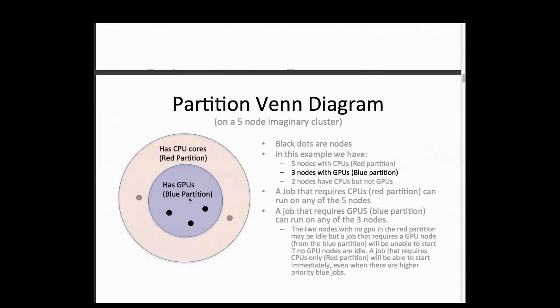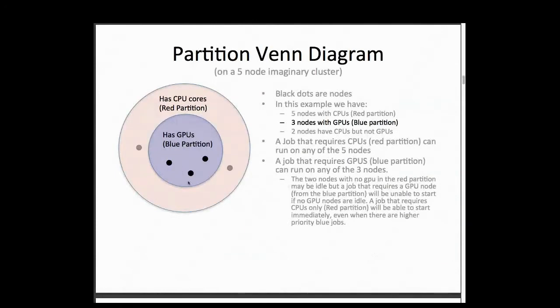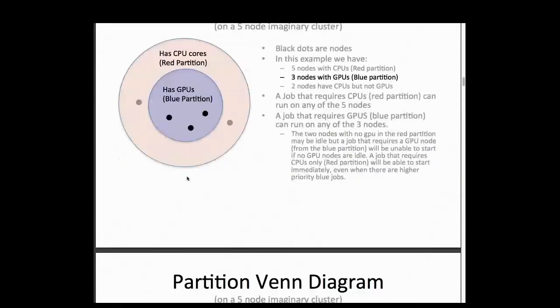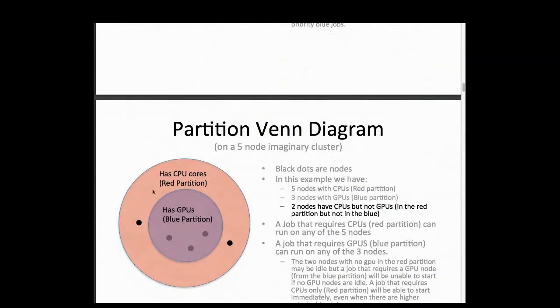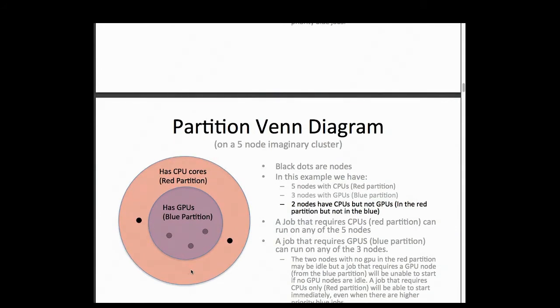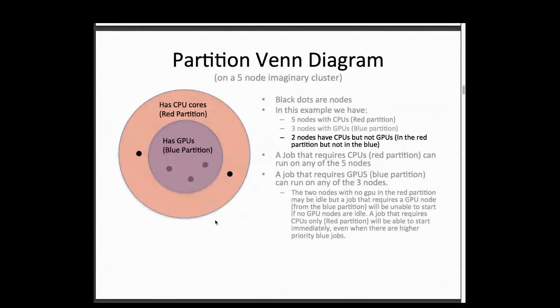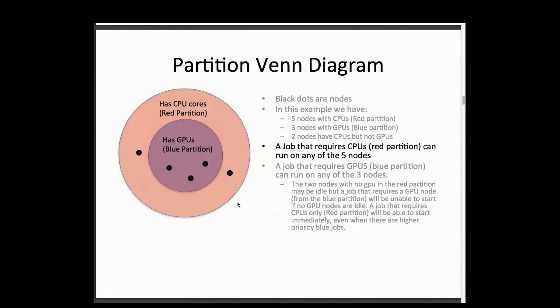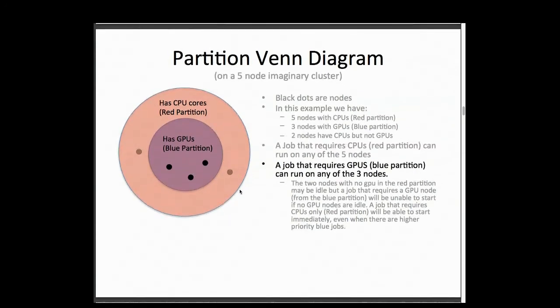There are 3 nodes in the blue partition, and they're also in the red partition, right? And there are 2 nodes that are in the red partition but aren't in the blue one. So in this case, they would have CPU cores, but not GPUs, as an example. So a job that requires CPUs, in this example a red partition job, can run on any of these 5 nodes. But a job that requires GPUs can only run on any of these 3 nodes.